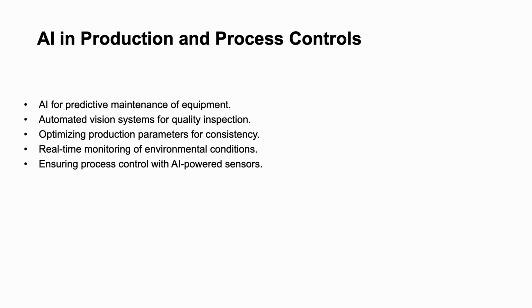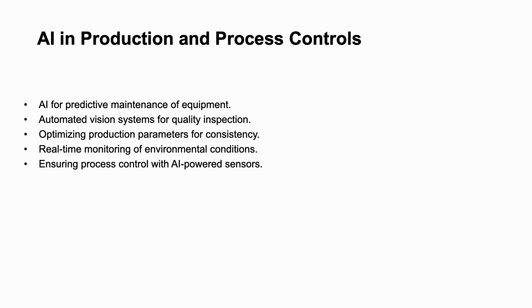These systems can inspect every single unit on a production line, identifying subtle defects that may be missed by a human inspector. This improves product quality and reduces the risk of non-conforming products reaching the market. AI can also be used to optimize production parameters for consistency. For example, by analyzing real-time data from a production line, an AI system can make micro-adjustments to the process to ensure that every unit meets the required specifications.